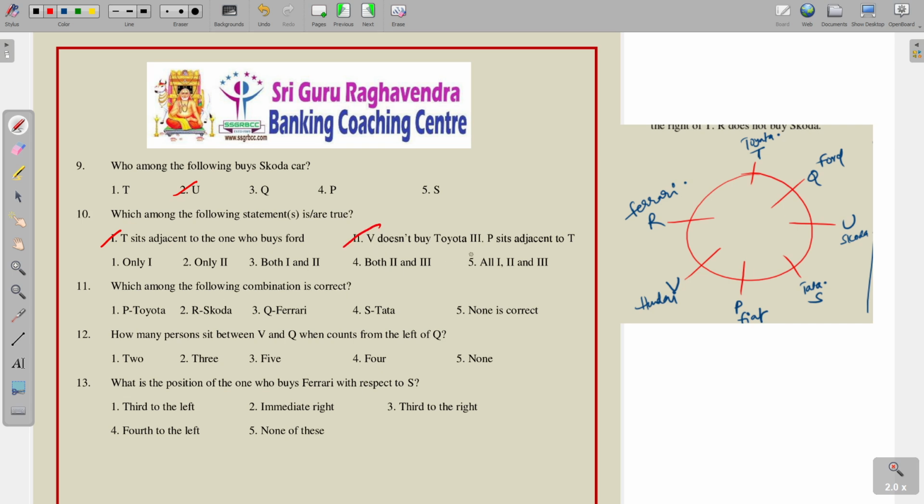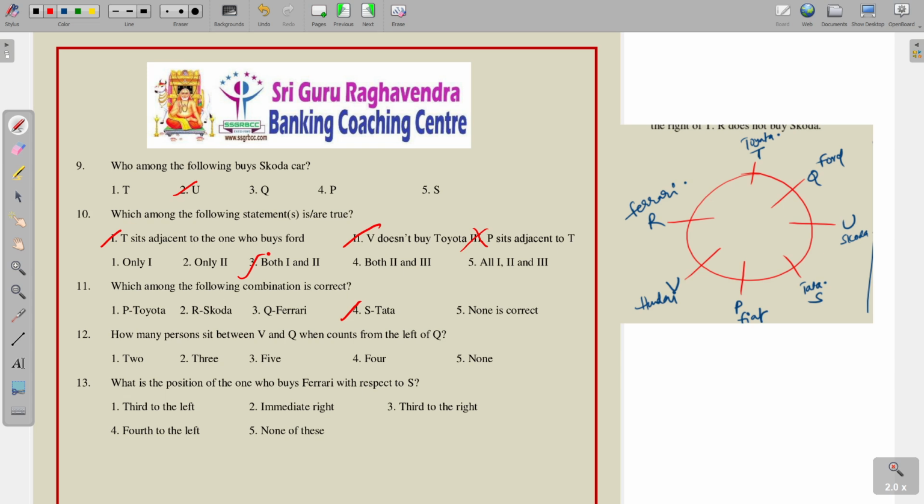V buys Hyundai. P sits adjacent to T. So P sits adjacent to T, it is not correct. Only 1 and 2 are correct. Which among the following combinations is correct? P Toyota, this one is not correct. R Skoda, not correct. Q Ferrari, not correct. S Tata, so S Tata is the correct one.